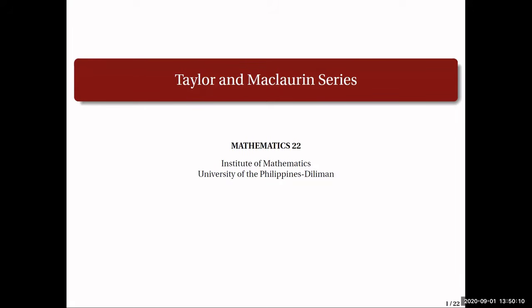A Taylor series is a clever way to approximate a function using partial sums of terms that are expressed in terms of the function's derivatives at a single point. Maclaurin series, on the other hand, is a special type of Taylor series where the function's derivatives are taken at zero. Let's begin.